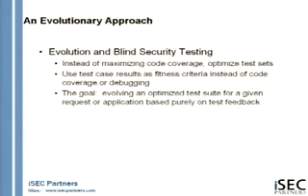So evolution and blind security testing. Instead of maximizing one thing, we're optimizing test sets. And then we use test case results as fitness criteria instead of code coverage or debugging. The reason this is beneficial, going back to the original slides in my talk, is that I spoke about how a lot of times as a researcher, as a consultant, I need to interact with systems where I don't have a lot of information about them. I can't assume interactive access. And so having generally available criteria as fitness criteria that I can compute on is very helpful. So the goal is to evolve an optimized test suite for a given request or a series of requests based purely on test feedback.